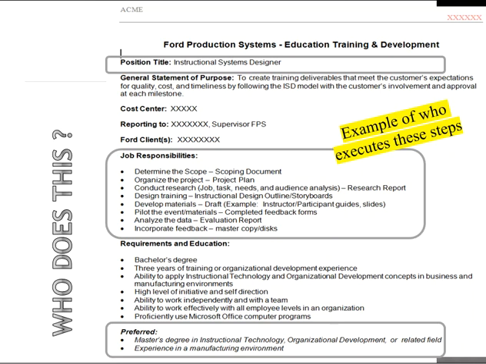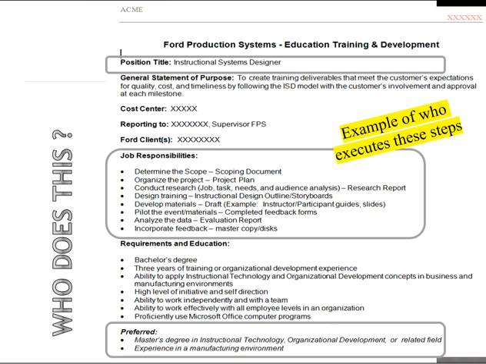Let's go to the job responsibilities block here. So they'll determine the scope using something we refer to as a scoping document, and we see that in the next slide. The scoping document sets up the stage and parameters, making sure all the parties that are involved understand what to expect of each other. Then we organize the project using a project plan. We conduct research, job, tasks, needs, and audience analysis, establishing a research report with all that information in it.